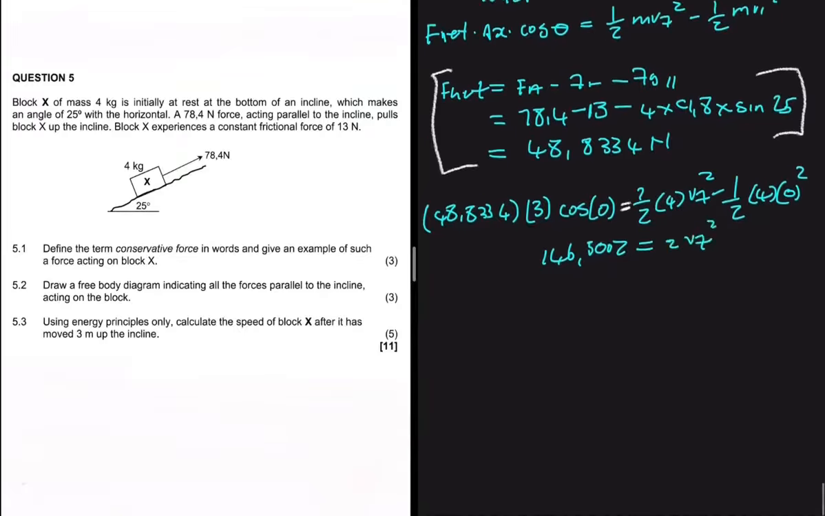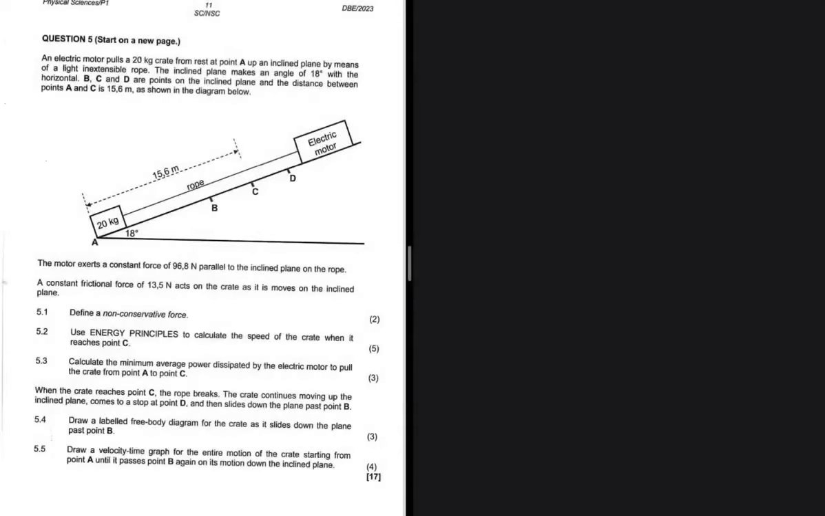So now it's easy to see that Vf will be equal to 146.5002 divided by 2 to the power half, right? We're dividing both sides by 2 and taking a square root on both sides. It's the same as just taking something to the power half. And if we do that, we're getting a Vf of 8.56 meters per second.